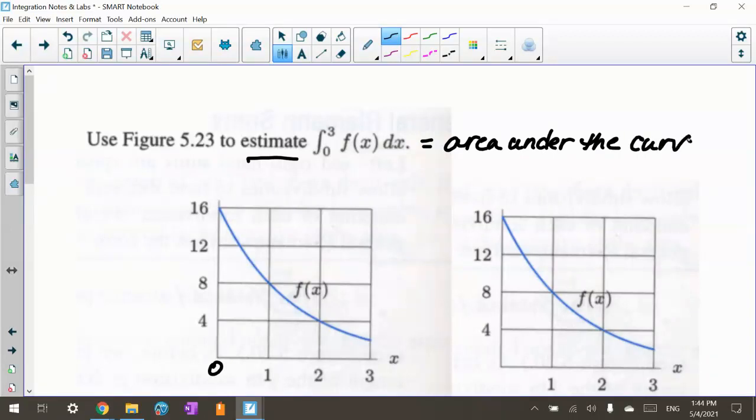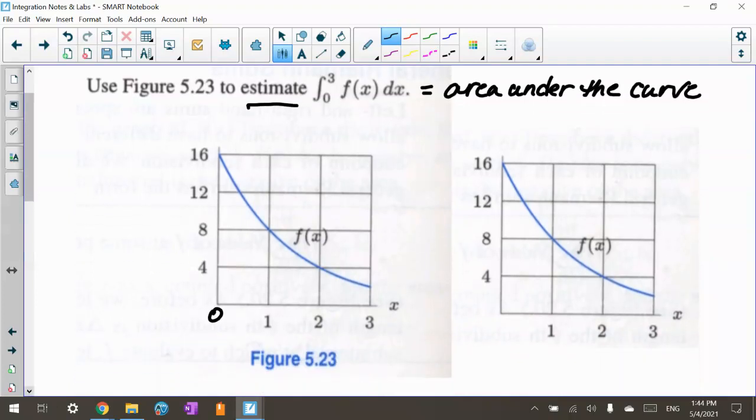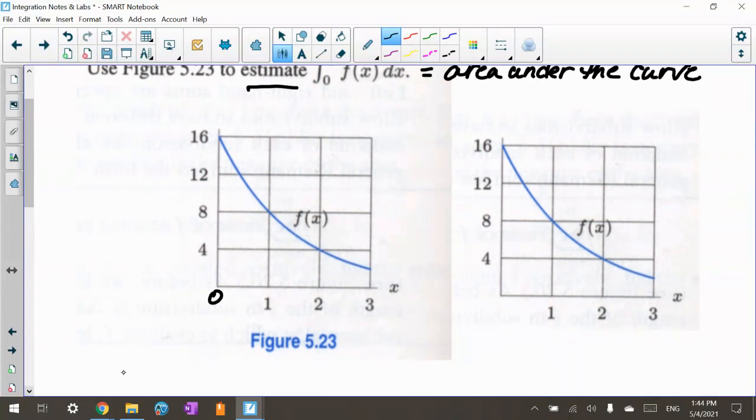And it's kind of cool that we can do this using rectangles. And we're going to use our left and right hand sum. And they didn't really tell us what to use, so I'm going to actually use 1. So let's do the left hand sum. So the left hand sum, we're going to start on the left. So here's our interval. So there's our 3 rectangles.